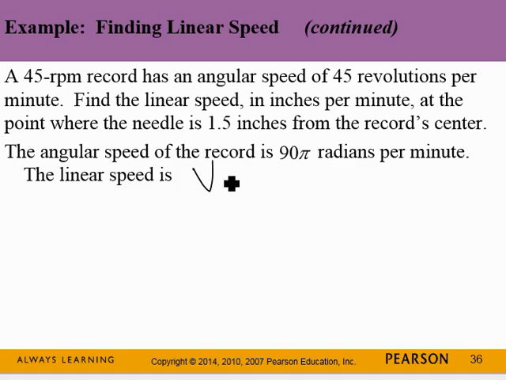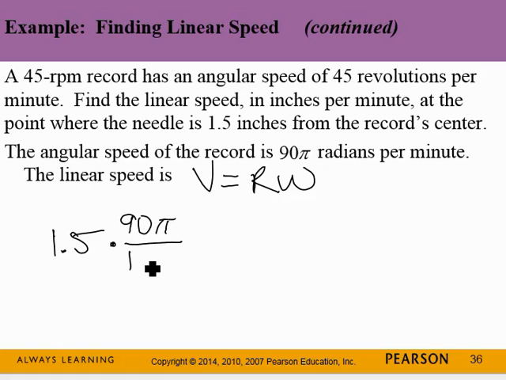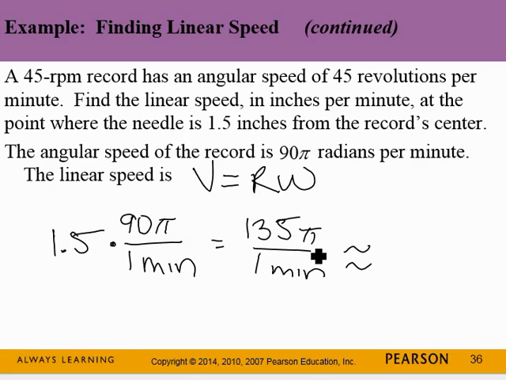So we have 1.5, because it's 1.5 inches from the record center, times our 90 pi over 1 minute. So you have 135 pi, but we want to convert that, so you have about 424 inches per minute.